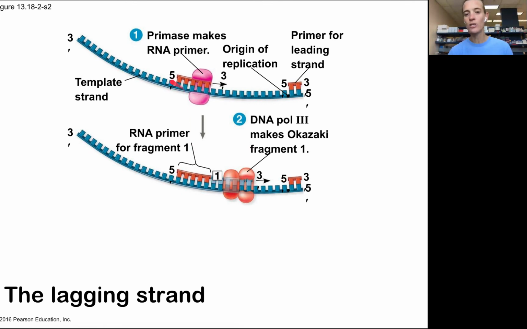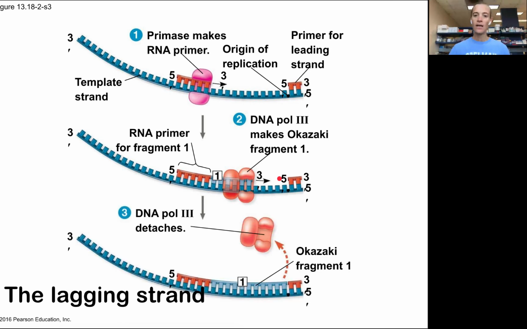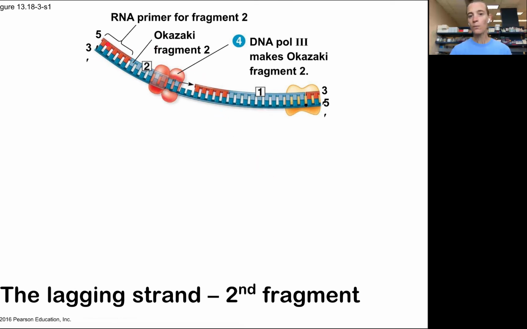synthesizing here. But you need to understand that once the origin of replication opens up, this part here is still kind of bound to the other strand. So there is no space to start putting a primase higher up. So you're going to have this first fragment that will be synthesized, and this is called an Okazaki fragment. And then the same thing happens once the fork is opened up a little bit more, you're going to have the second Okazaki fragment that will be synthesized.